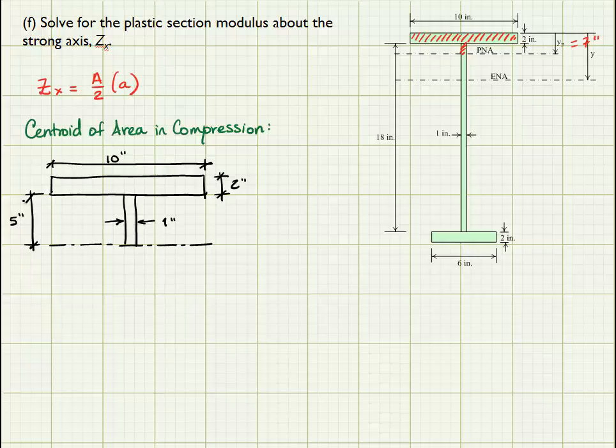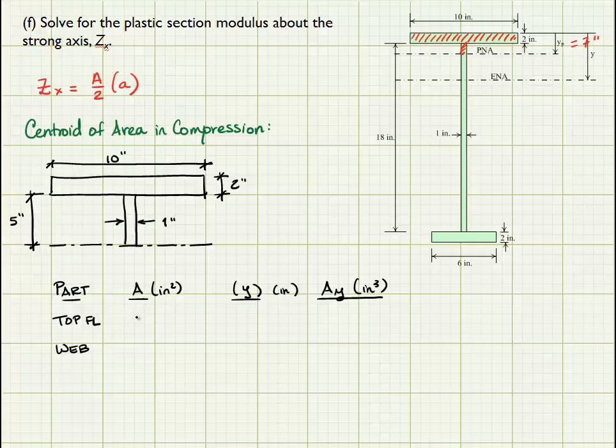One of the easiest ways to deal with this is to make a little table. So I'm going to label my columns as the part that I'm looking at in the cross section, the area of that part, the distance from the plastic neutral axis to the centroid, and the quantity A times Y, which will have units of inches cubed. And the pieces that lie in this cross-section are the top flange and the web.